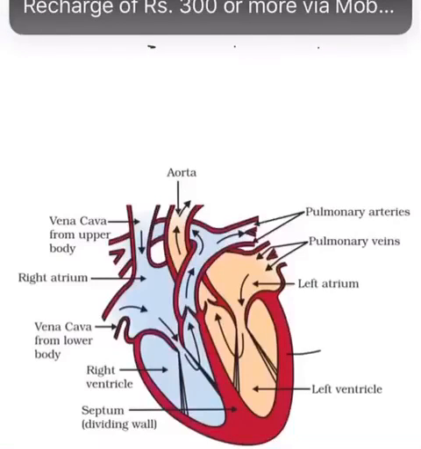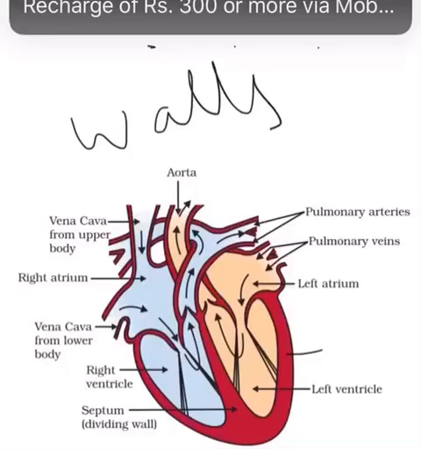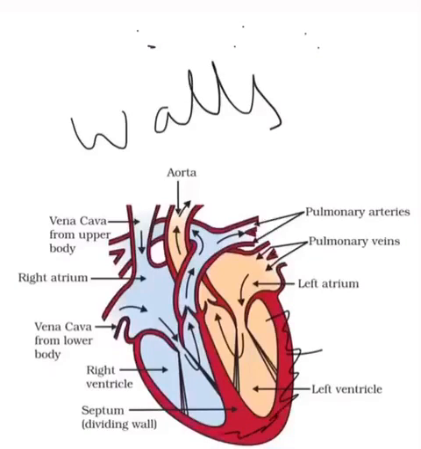Another thing you can observe in the diagram is that the ventricles have thick walls. These are the walls of the ventricles which are thick, because these ventricles have to push the blood to every part of the body, whereas the atrium are thin walled as they only have to receive the blood.